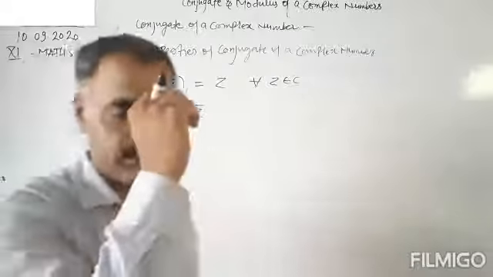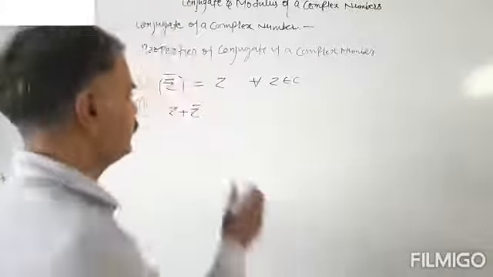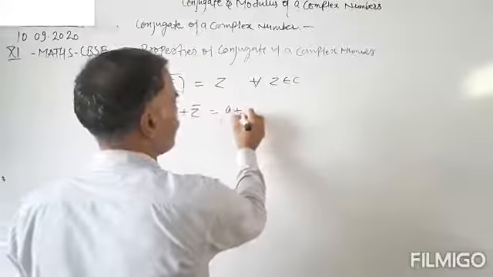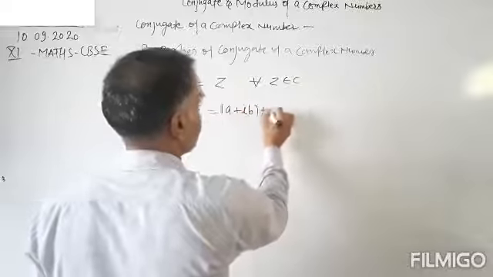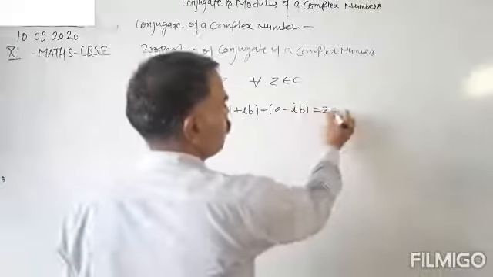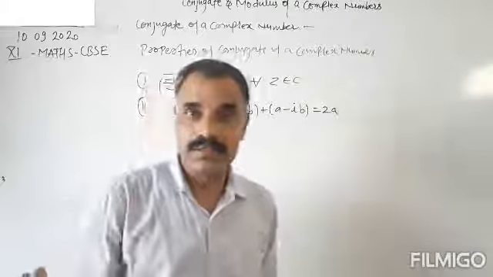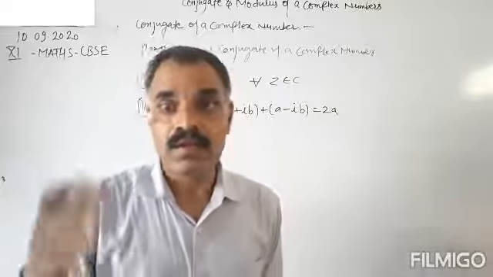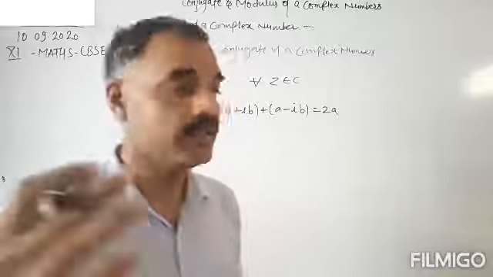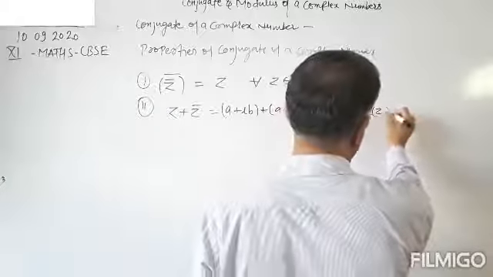The second one is z plus z bar. Z plus z bar, meaning the addition of a complex number and its conjugate, is equal to a plus iota b plus a minus iota b, and this is equal to 2a, which is 2 into a. And what is a? A is the real part of the complex number z. So this is equal to 2 times the real part of z.